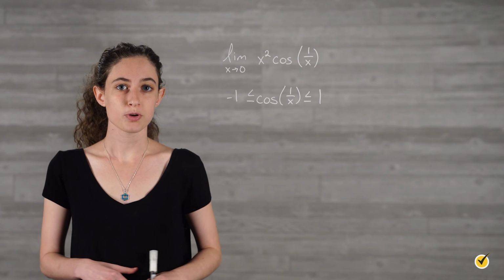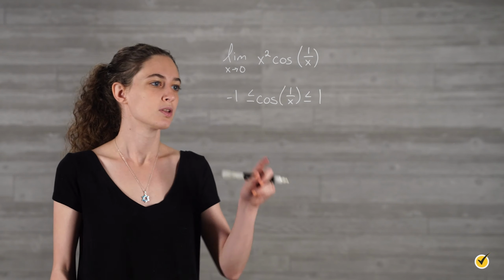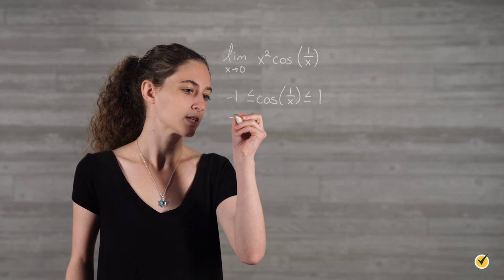Now we're going to multiply all three parts of this sentence by x squared, because the result will be the original function. So negative 1 times x squared is negative x squared.